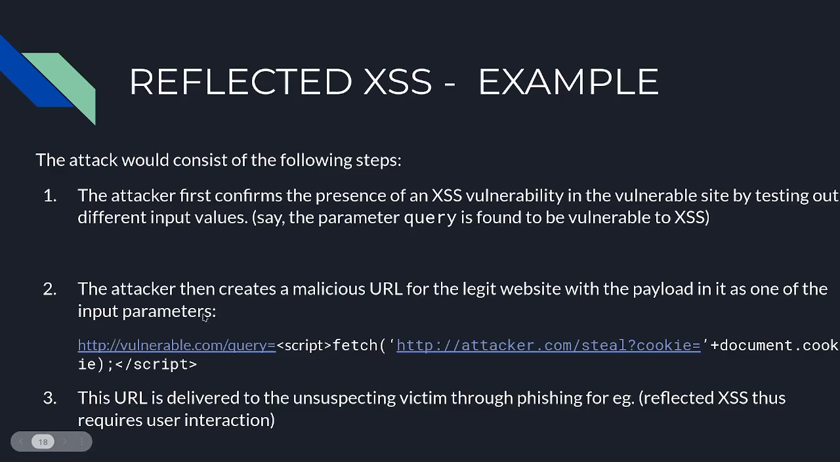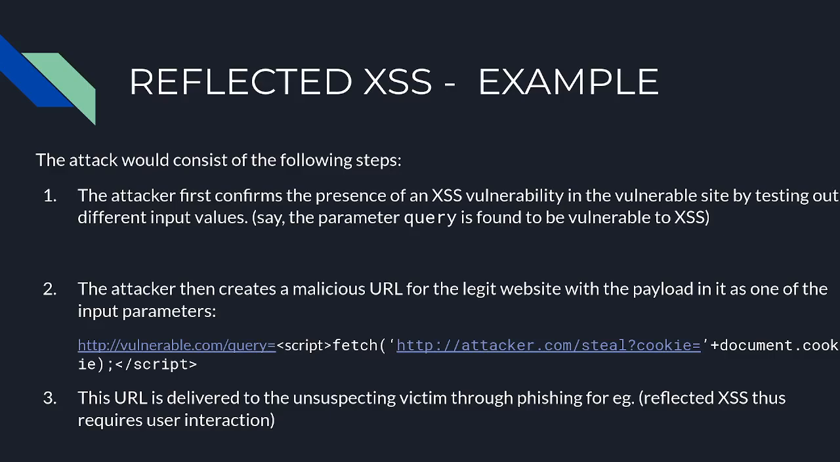So now this URL is problematic. Anybody who clicks on it, their session will get stolen essentially. And this URL is then delivered to a victim by some means. So unsuspectingly, the victim would then click on this URL and then this would get executed, right? So that's what happens in this case. In case of reflected XSS, you would require a user to interact along with the attacker for the attack to be possible.